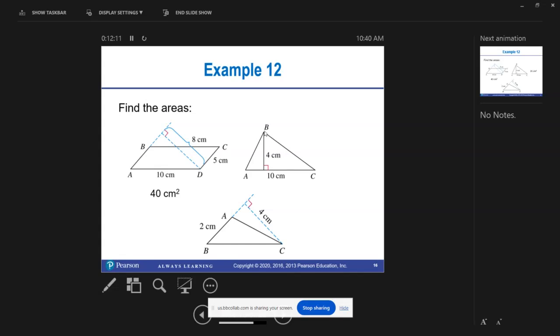Now on this triangle here, our height is 4, and it's making a right angle with the side that's 10. So we're going to have 1/2 times 4 times 10, which gives me 20 square centimeters.